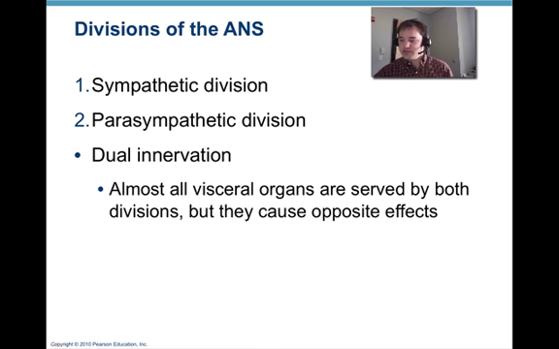So our divisions of the autonomic nervous system are the sympathetic division and the parasympathetic division. Most of your glands, your visceral organs, are served by both divisions, but they cause opposite effects.